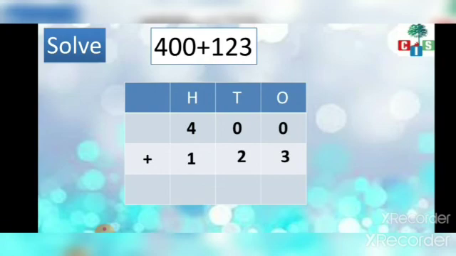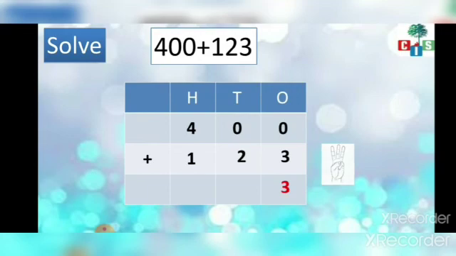Now we'll start with the ones column. 0 plus 3. If you add any number to 0, you will get the same answer. So 0 plus 3, you will get the answer 3. Right? See, 1, 2, 3. So 0 plus 3, you get the same answer, that's a 3.